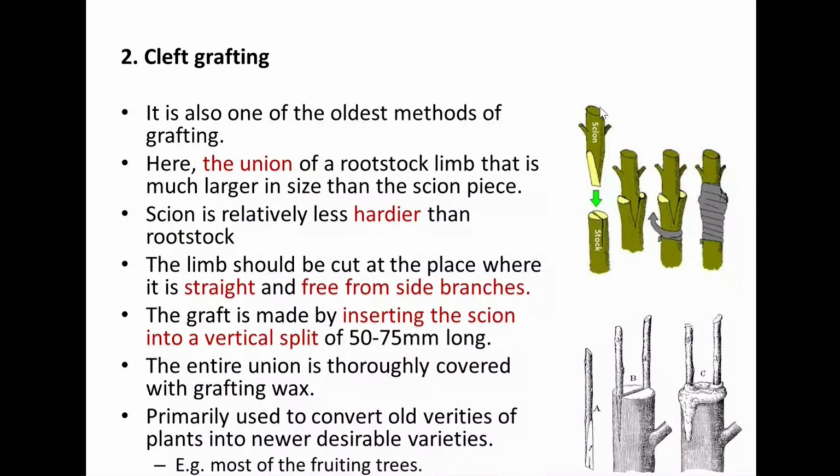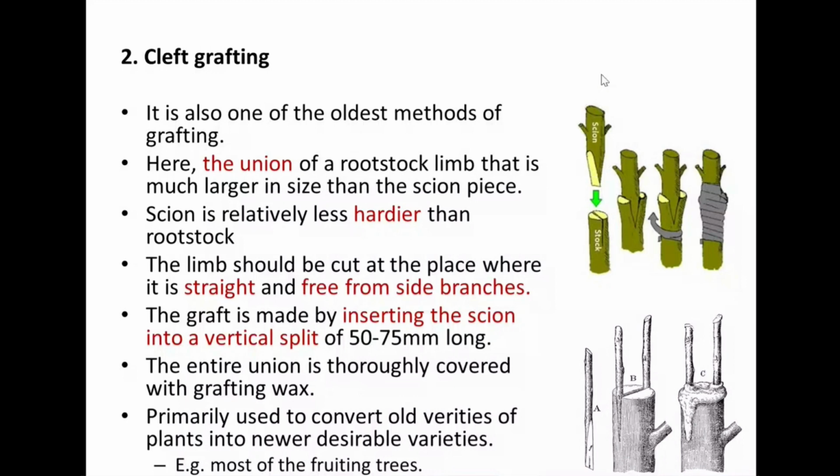Then there's cleft grafting. This is the scion, this is the rootstock. We have to make a V-shaped structure. This is also one of the oldest structures. Here, this is the union of rootstock: the lower one is a rootstock, and the upper one is a scion. The scion is relatively harder, because I told you the scion can be from a tree of any age.